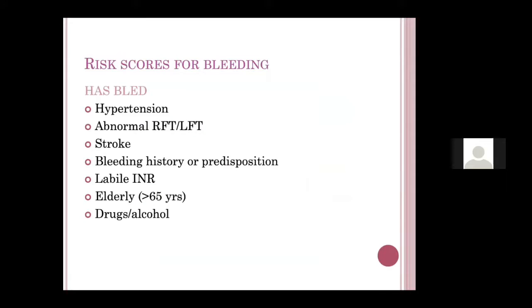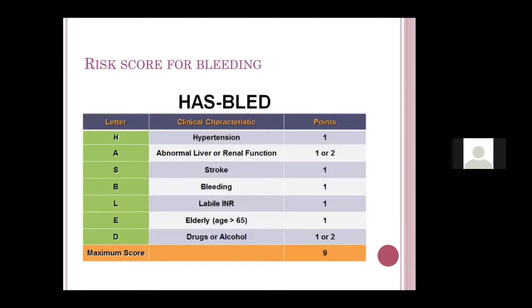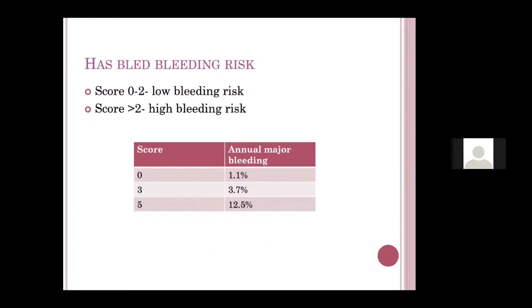And then if we have a CHADVAS score, we should always have a bleeding score, because if your bleeding score is very high, then anticoagulation is a little bit prohibited. The most common score which we use is the HAS-BLED score. H stands for hypertension, A for abnormal RFT and LFT, S for history of stroke, B for bleeding history or predisposition, L for labile INR, E for elderly, more than 65, and D for drugs or alcohol.